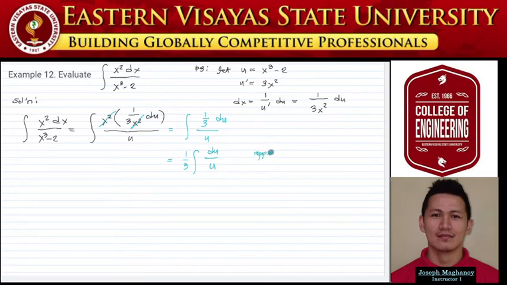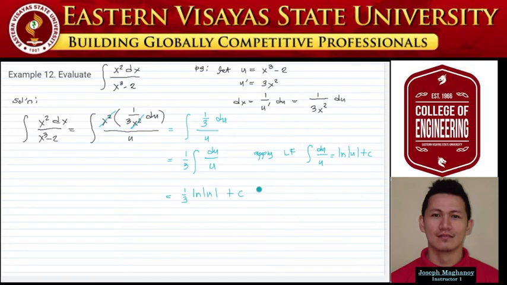So we need to apply our LF. Again, what is the formula for our LF? LF, or the integral of du over u is equal to ln absolute u plus c. Applying our formula LF, so 1/3, so ln u, the same format as the formula. So ln absolute of u plus c.